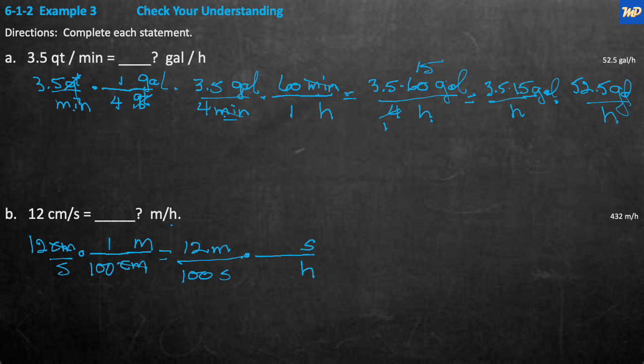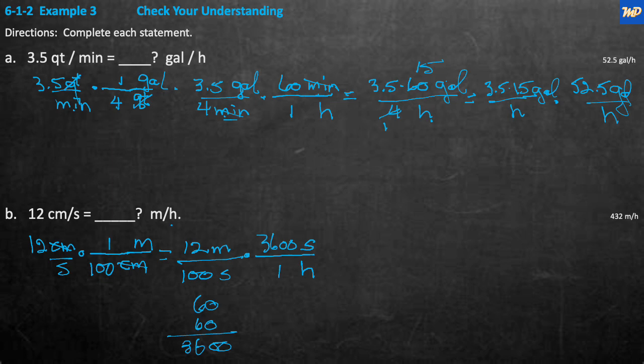Sorry, taking so long on that. It's 60. I'll do it down here. 60 times 60 is 3,600. So it's 3,600 seconds per 1 hour.